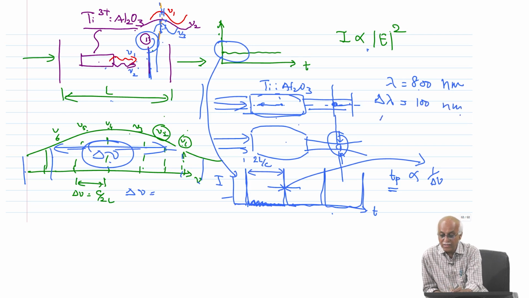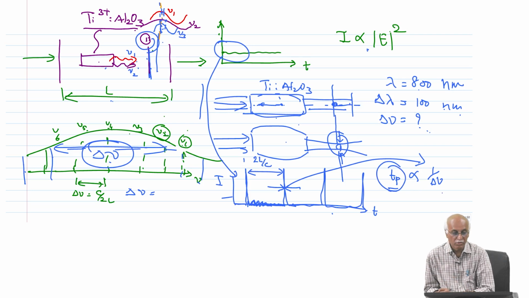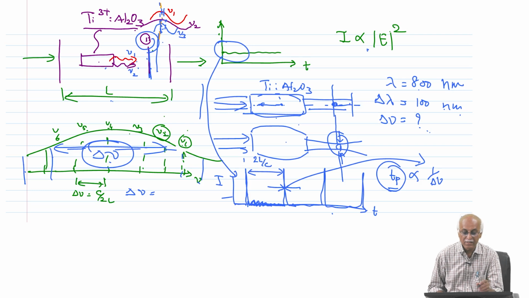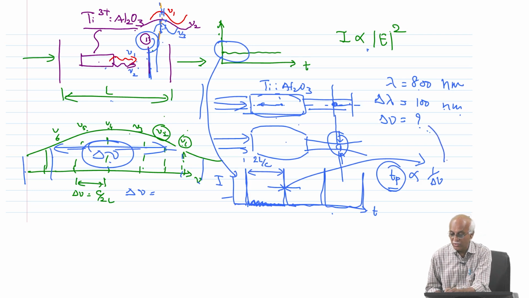Now, you can easily estimate, delta lambda is 100 nanometer, and you know the relationship between delta lambda and delta nu, so you will be able to estimate the spectral bandwidth in terms of frequency. Then the pulse width time is almost equal to 1 upon delta nu. That is the way we estimate, and this turns out to be sub picosecond or picosecond order. So, quite narrow pulse width is achieved.